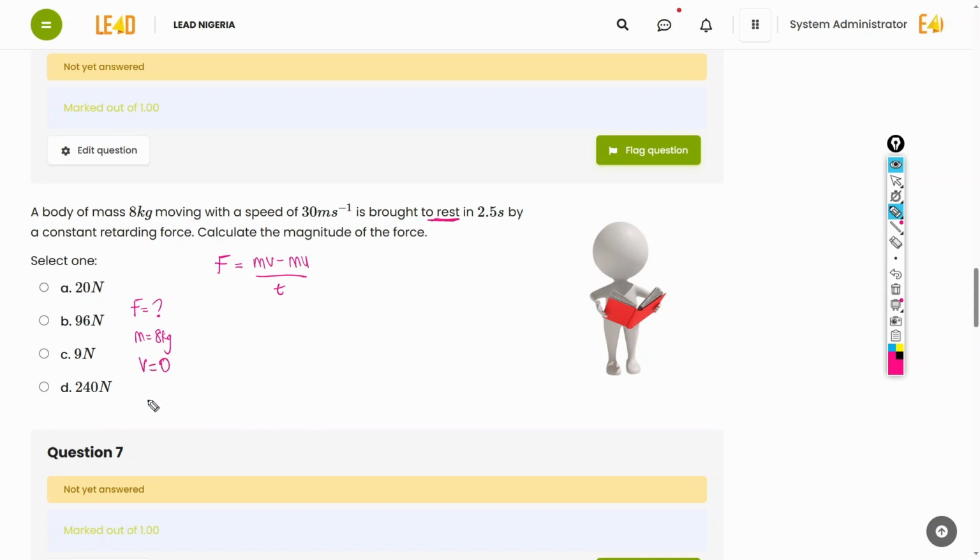So my final velocity is 0. My initial velocity is 30 meters per second, and then my time is 2.5 seconds. Okay, so we'll just plug in. F would be equal to 8 times 0 minus 8 times 30 over 2.5. So F would be equal to minus 240 over 2.5.